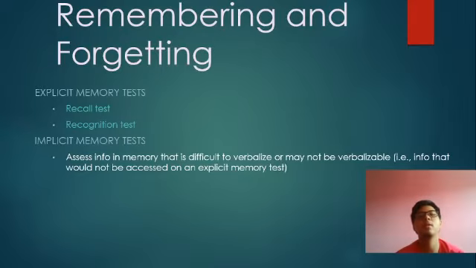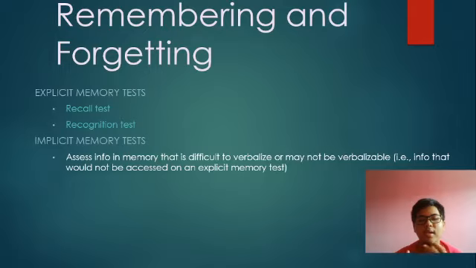So, remembering and forgetting. To assess remembering and forgetting, there are two types of memory tests. The first one is the explicit memory test, or the other name is external sources, which means that the memory test comes up from the external sources, or we call it outer sources. We have two, which are the recall test and the recognition test.